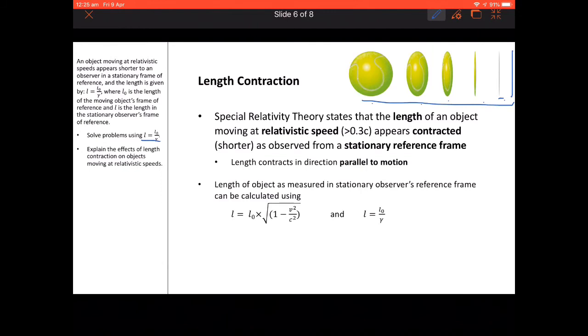The length of an object as measured in a stationary observer's reference frame can be calculated using the equation that I mentioned before, and that is equal to this with the Lorentz factor subbed in. So if you were to sub in 1 over the square root of 1 minus the relative velocity between the reference frames squared divided by the speed of light squared into here, then you'd end up with the length in the moving reference frame times the square root of 1 minus relative velocity squared over the speed of light squared.